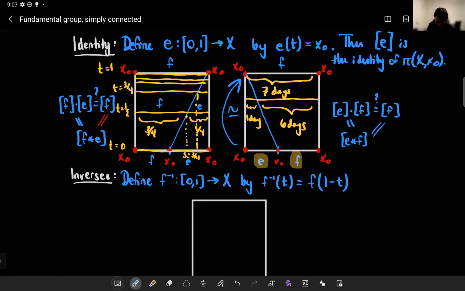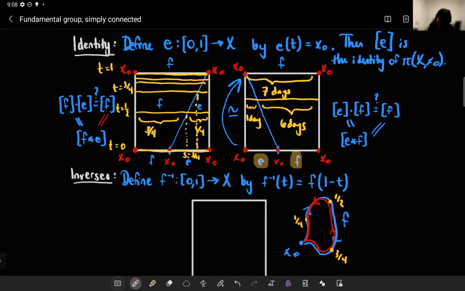What does this say? This says if you have some loop F based at X0, say, this is time T equals a quarter, T equals a half, T equals 3/4, then what's the inverse path of F? Well, it's exactly what you would want it to be. It's the same exact thing, but you go in the opposite direction.